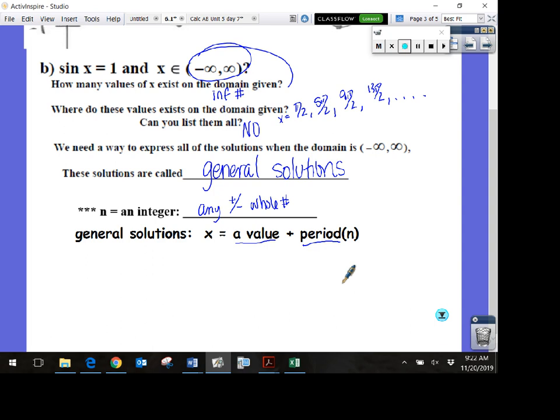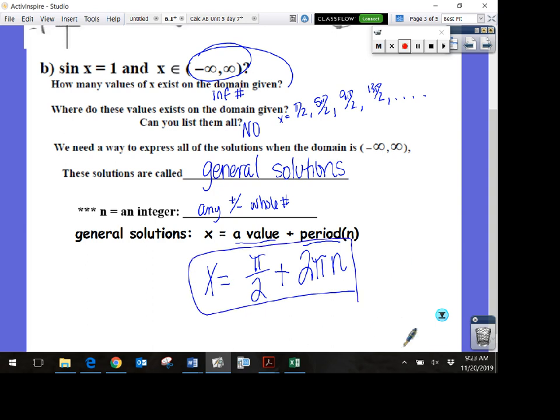So when we write a general solution, we use a variable. So let's do it for this particular problem. X equals some value where this happens. We're going to write a general solution for sine x equals 1. Some value where that happens, I'm going to say pi over 2 plus the period, which is 2 pi n. That is your answer for this question.